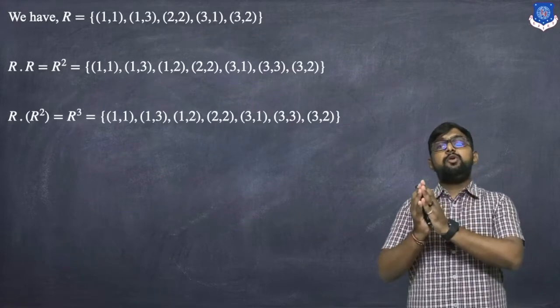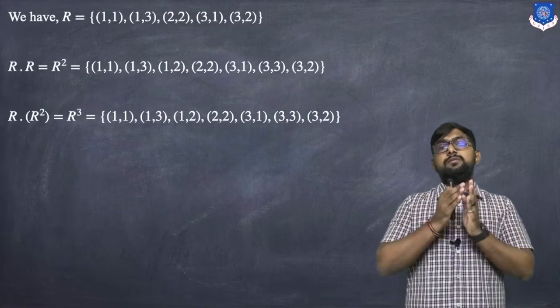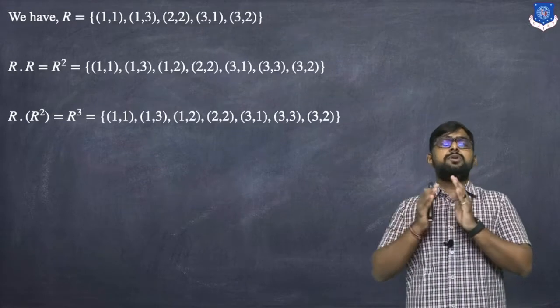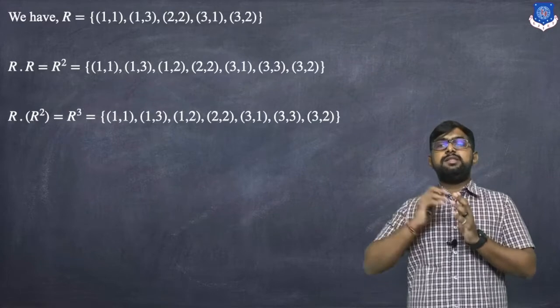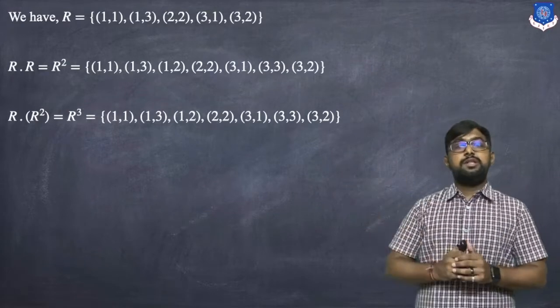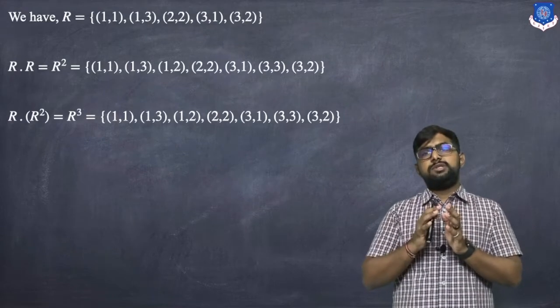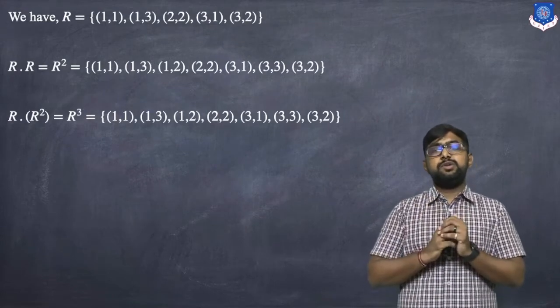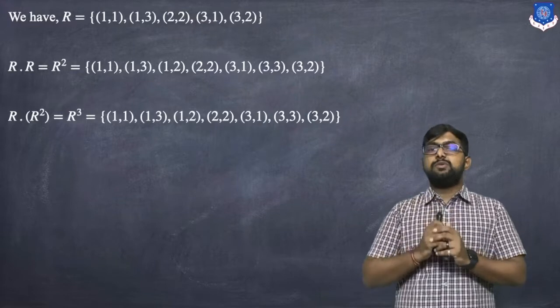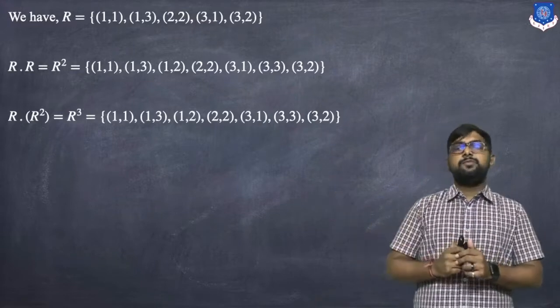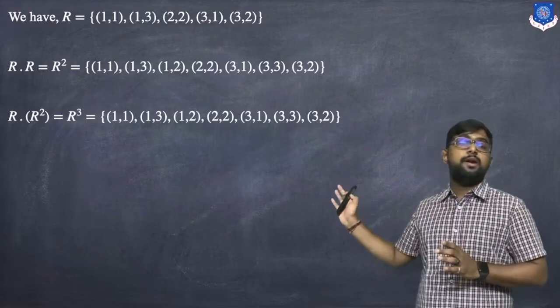Now 3 is related to 1, and in R square 1 is related to 1, 3 and 2. So the (3,1), (3,2) and (3,3) pairs will be there. So that's it. Then (3,2): 3 is related to 2 and in R square 2 is related to 2, so (3,2) is also there. So this is how you can calculate R cube.